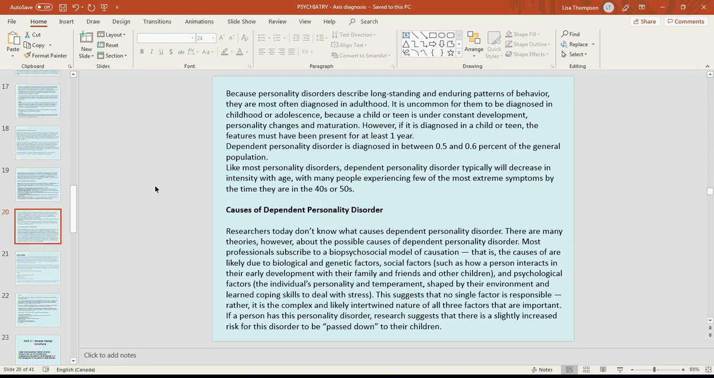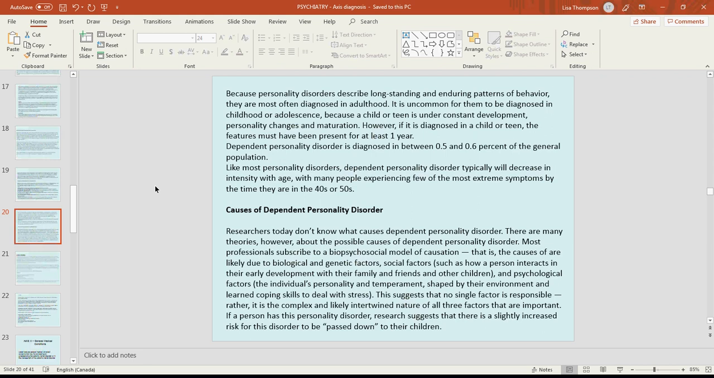Most professionals subscribe to a biopsychosocial model of causation. That is, the causes are likely due to biological and genetic factors, social factors such as how a person interacts in their early development with their family and friends and other children, and psychological factors, the individual's personality and temperament shaped by their environment and learned coping skills to deal with stress.